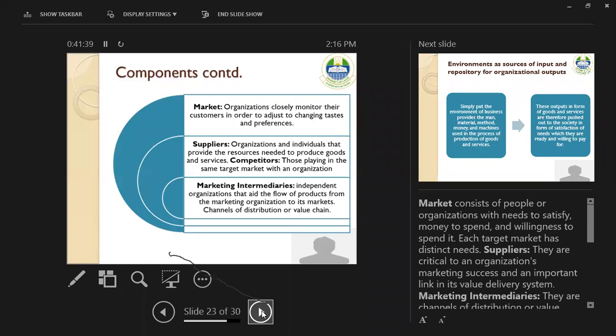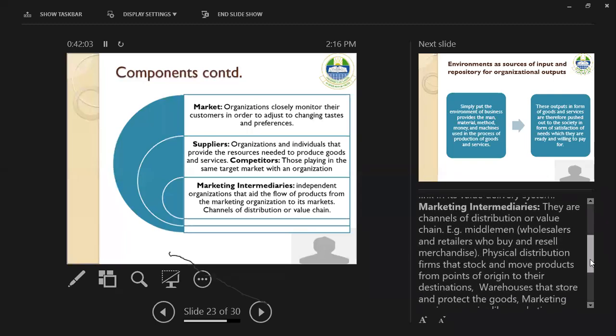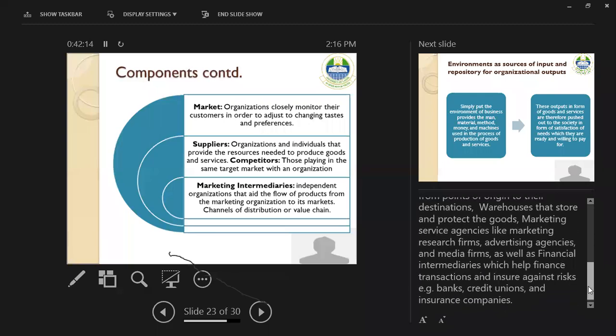Depending on what you do, you have your suppliers, you have your market. And then the intermediaries that I spoke about, we talked about independent organizations that will aid the flow of your product from the marketing organization to the market: your channel of distribution, your finance, your middlemen, wholesalers, retailers, what have you, your warehouses, stores, where you put them. I mean, everything that will ensure, even your insurance too will come in there. Because when you have these products in the warehouses or in the stores, you need to insure them in case of fire outbreak or any other force majeure, so you don't lose entirely. So both your banks, your credit unions, all of them form the marketing intermediaries.